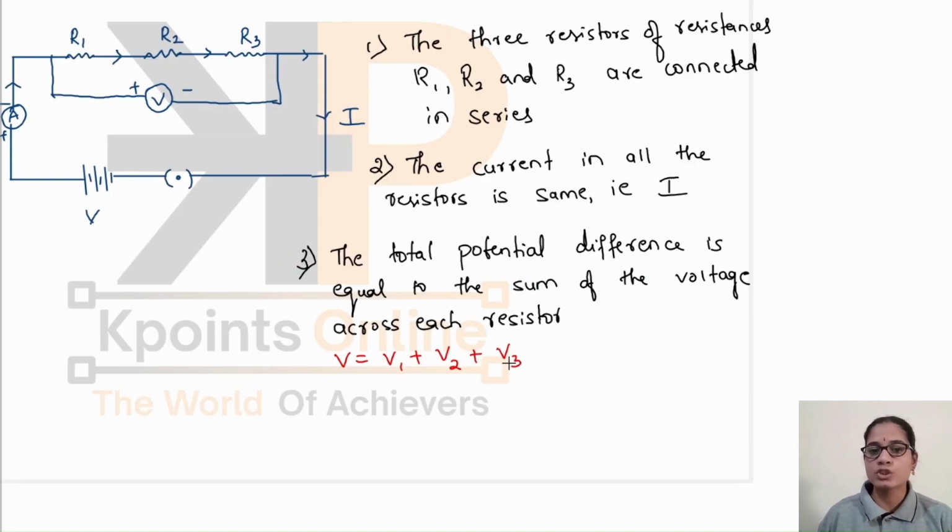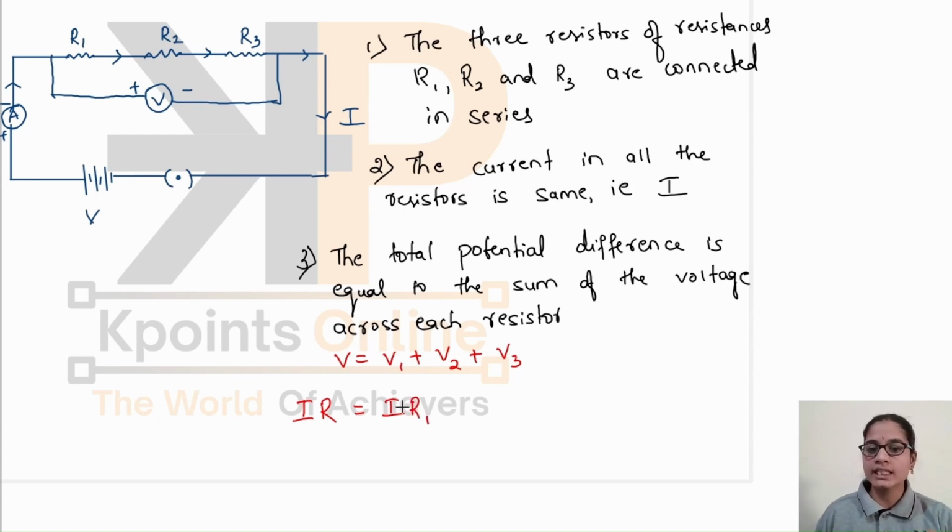Now we can apply Ohm's law for finding out the equivalent resistance of this system of resistors. Suppose these three resistors are replaced by a single resistor such that the same current I is flowing through the circuit and the same potential difference is applied across the circuit. In that case, Ohm's law can be applied. Applying Ohm's law to the entire circuit, we get V is equal to IR. And applying Ohm's law to the individual resistors, we get V1 is equal to IR1.